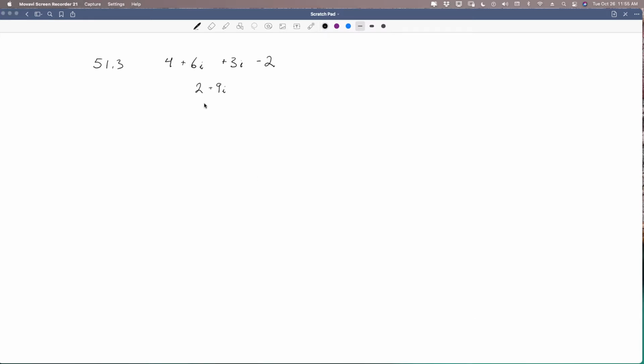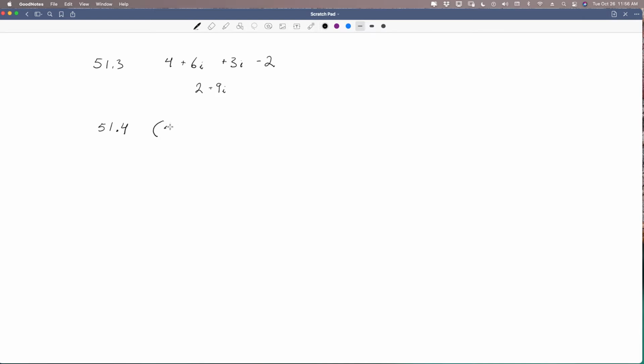All right, you should have gotten 2 plus 9i. So we had a positive 6i and a positive 3i. You treat it just like a variable. They're like terms. You add them together and you get a positive 9i. And then you had 4 minus 2 is 2. Easy peasy. You guys can do this. It is what you think it is for most of the time. Okay? So let's do one that's just a little bit more. Just a little bit more, not a lot more.